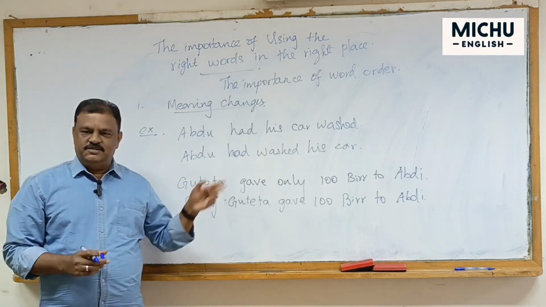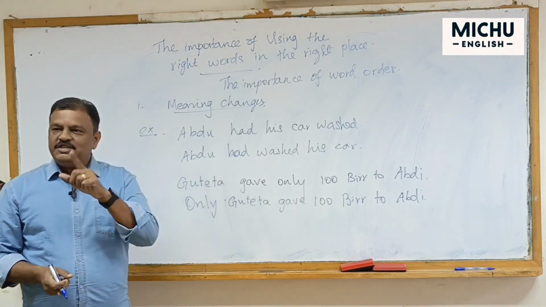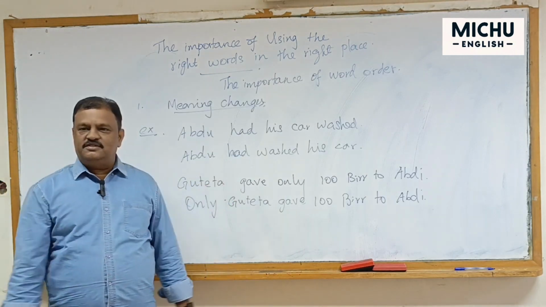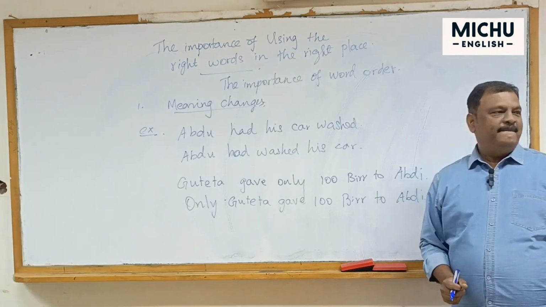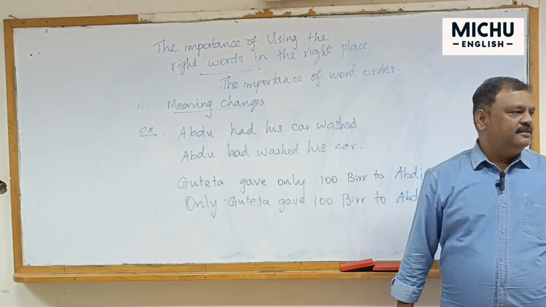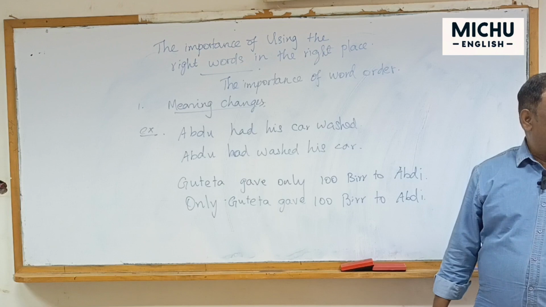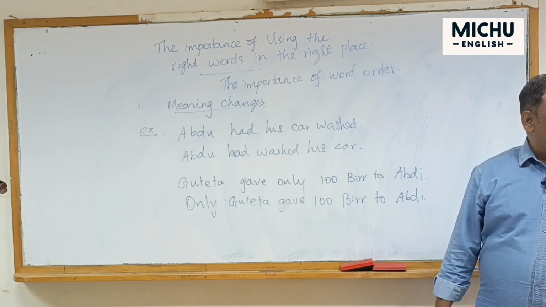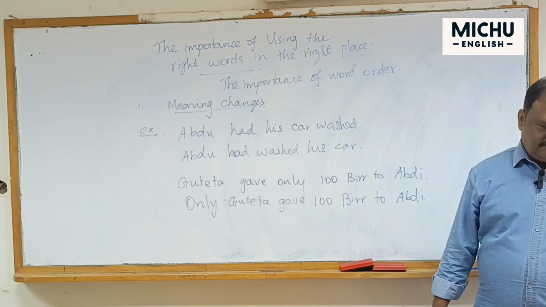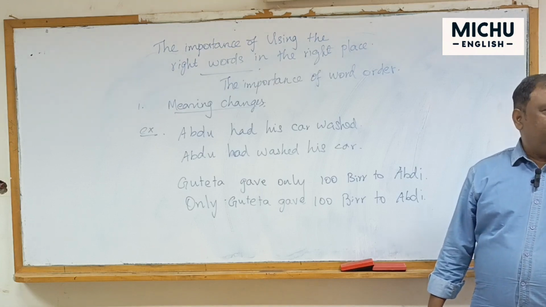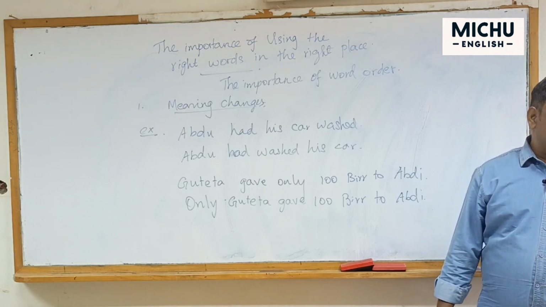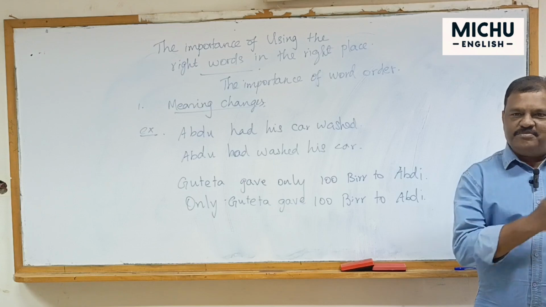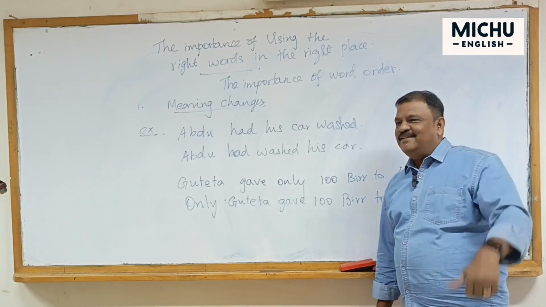Look at these sentences. Can you tell me the difference between these two sentences in the meaning? Yes, Guteta. The second one is no other person will support me. Except me, nobody gave the money to the other person. Very good, you are really intelligent. Clap for him.